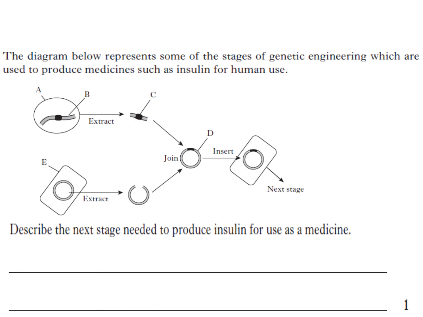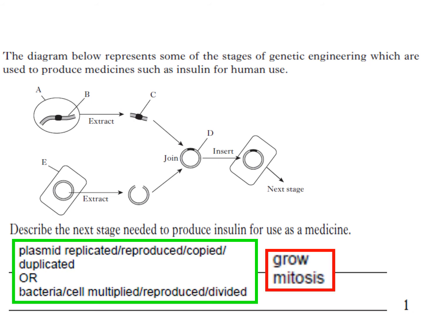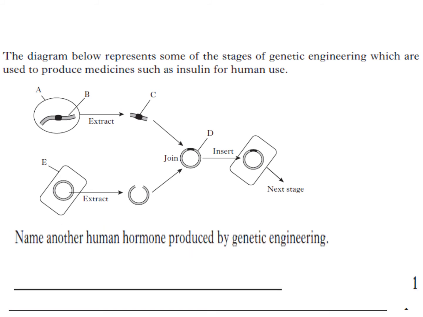Describe the next stage needed to produce insulin for use as a medicine. So we can see our insulin gene has been cut out of the human chromosome. The plasmid has been removed from bacteria and cut, and the human gene has been inserted into the plasmid, and the plasmid has been inserted into the bacteria cell. What would you need to do with that bacteria cell next? You would need to culture it so that the bacteria cell multiplied. So you need to culture it to multiply your bacteria to make many copies of insulin. Name another human hormone produced by genetic engineering.